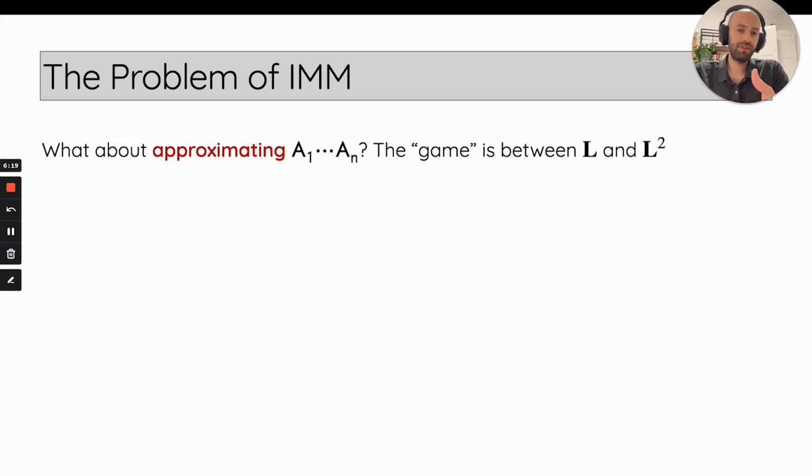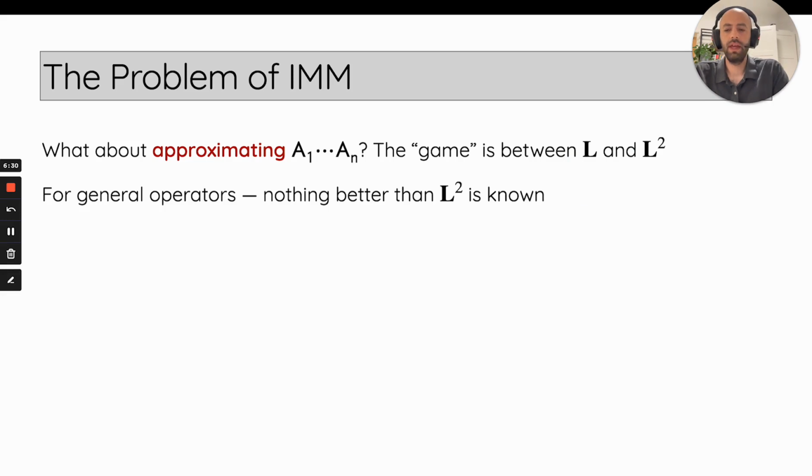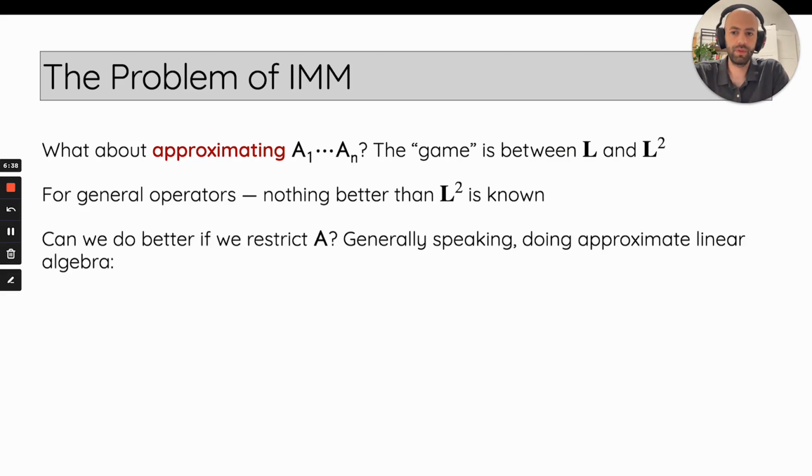Now, the game is between L and L squared. Well, actually, you can be a bit more refined, but we won't get into it today. And for general operators, nothing better than L squared is known, even for approximating the product. But can we do better if we restrict A?